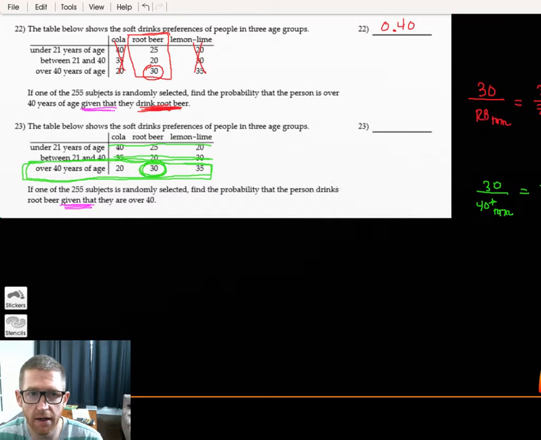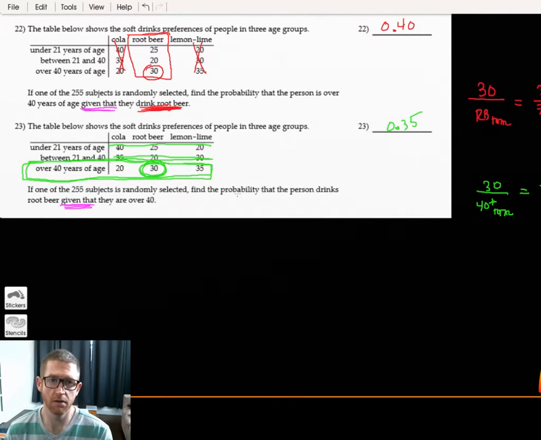So 30 divided by 50 plus 35, which is 85. So 30 divided by 85, or the decimal equivalent of about 0.35. I rounded a little bit. 0.353 and so on. So notice that they're different, okay? Given that they're root beer drinkers or given that they're over 40, those values differ. And that's an important distinction, the given that statement.